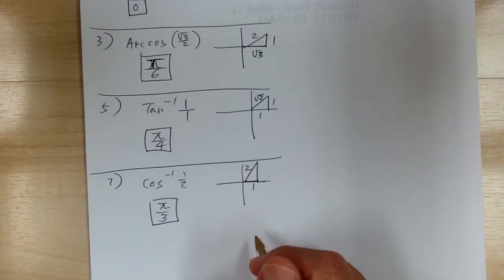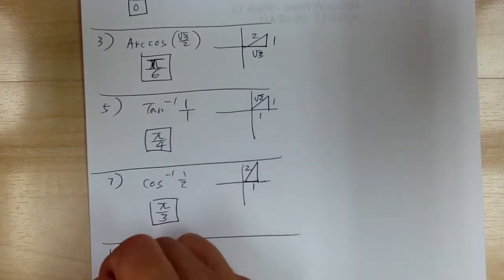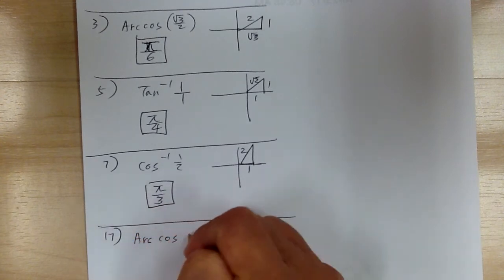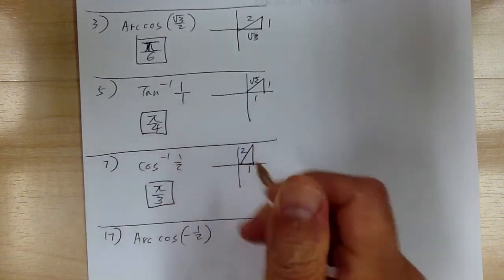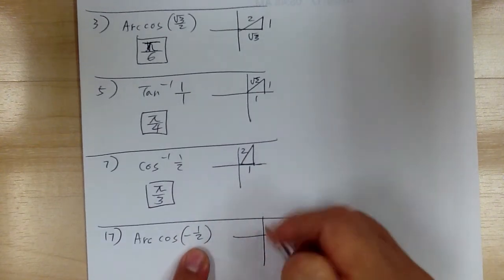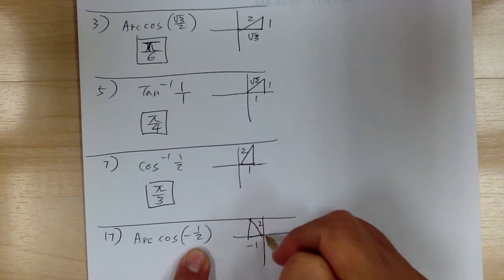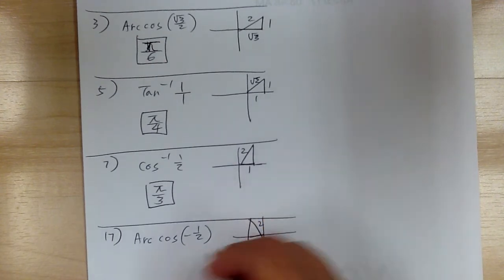Okay. Let's go to number 17. You have an arccosine of negative 1/2. It's very similar to that, but it's negative. So it'd be negative 1 over 2. Okay, so this is going to be equal to 2 pi over 3.